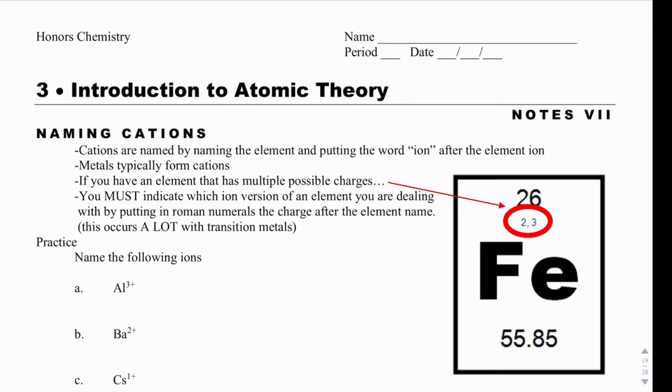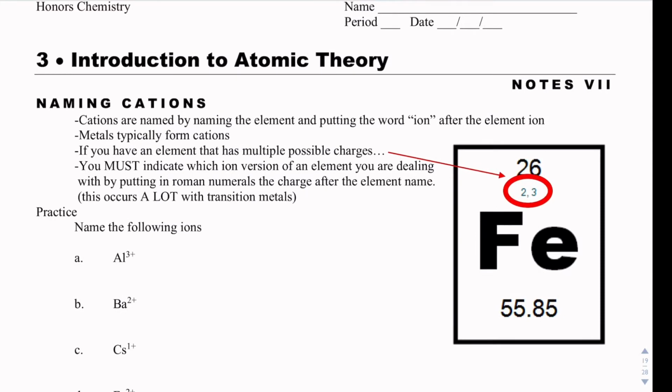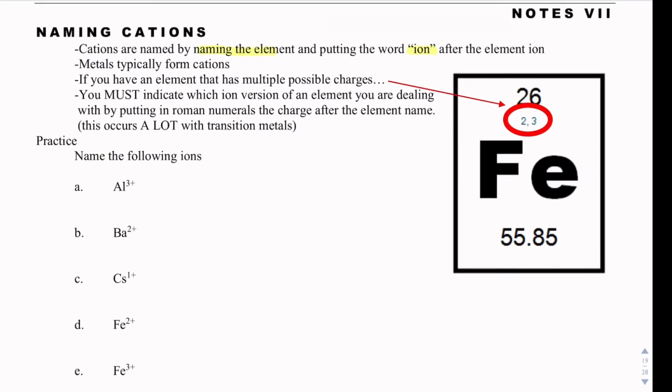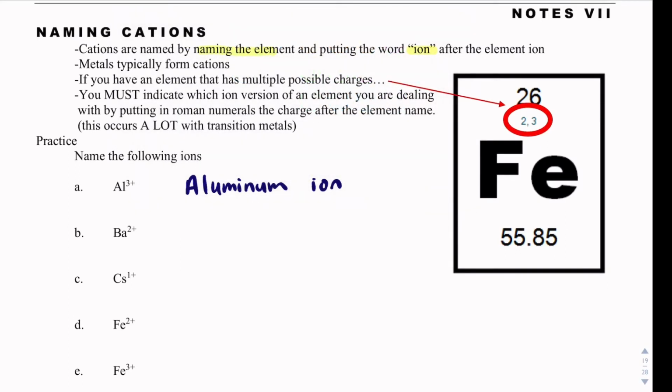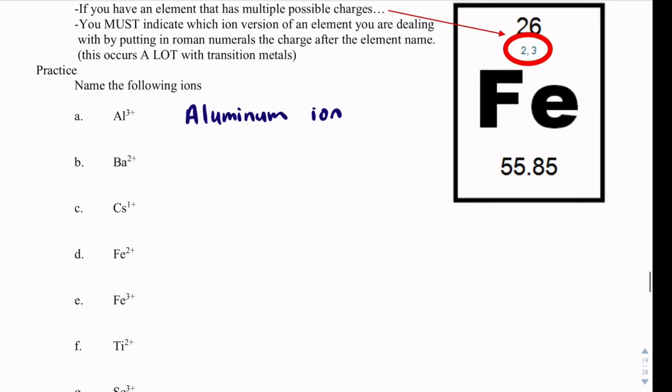It will pay off in second semester. Okay, when we name cations, we are just going to name the element and then put the word ion after it. So that should be easy enough. This is aluminum, but because we see a charge, this is going to be the aluminum ion. Element B, this is barium, but because we see a charge, this is barium ion.